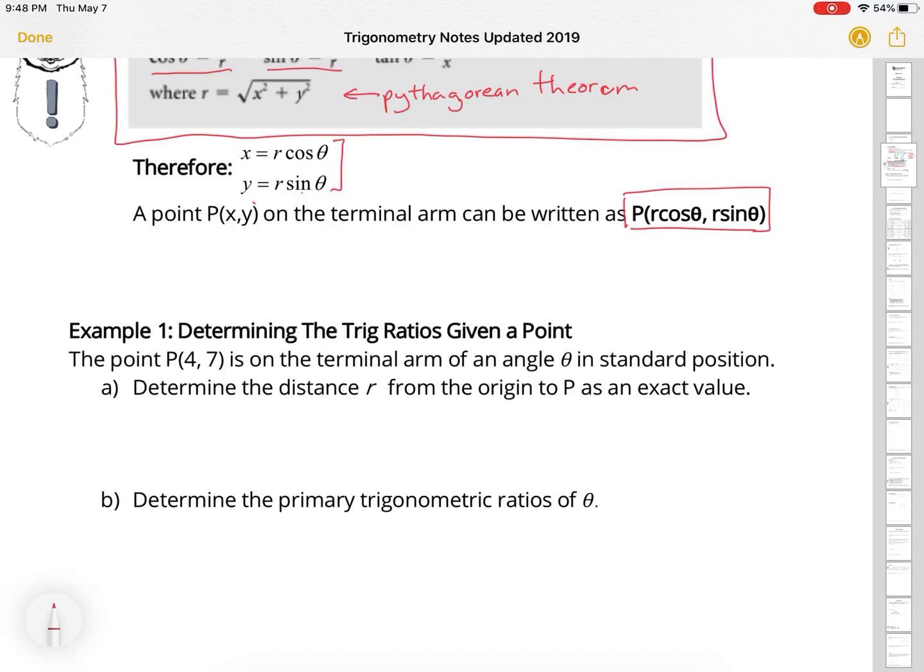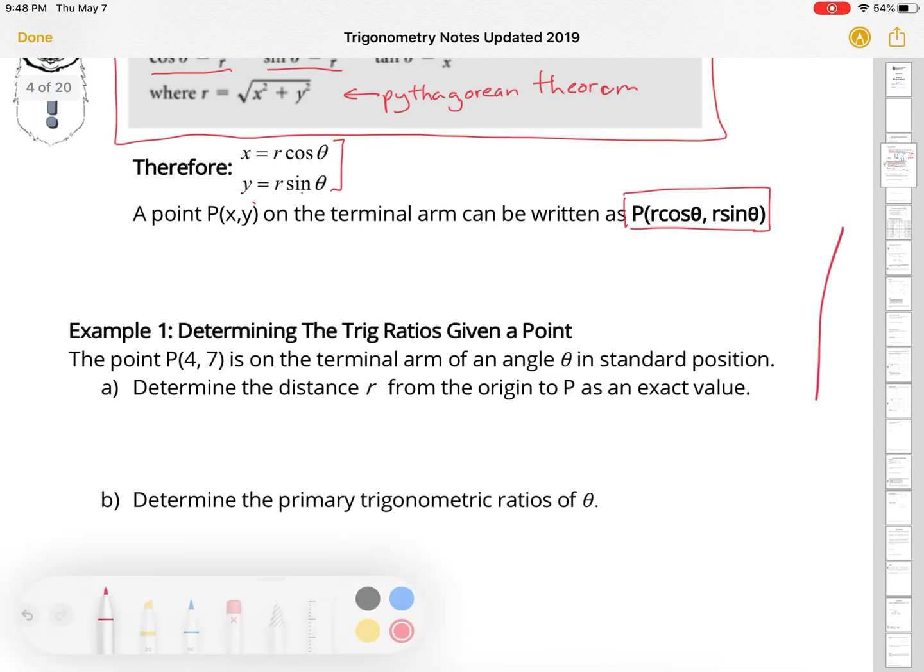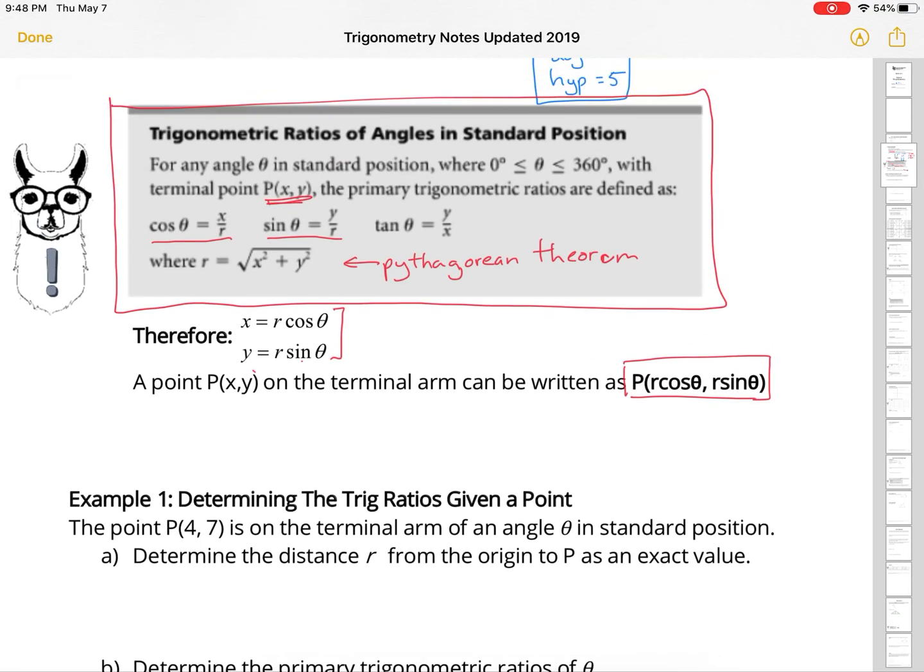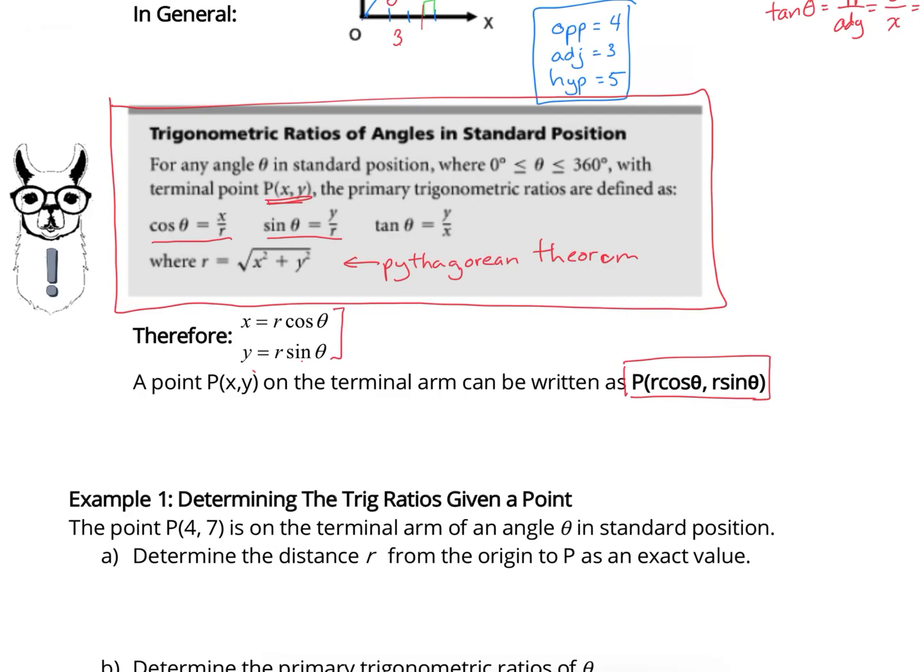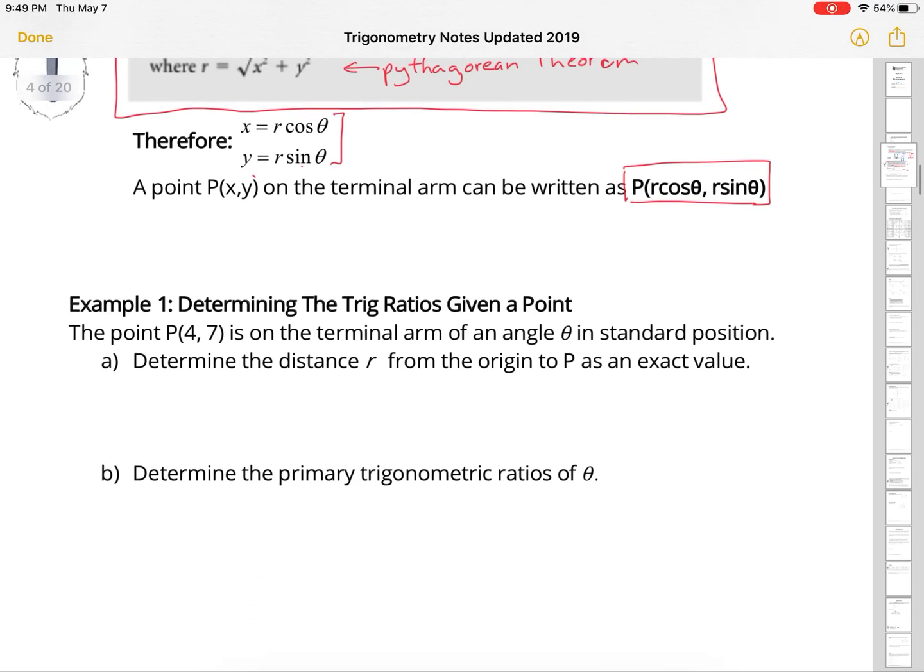Okay, so from that, we're going to do a little work: determining the trig ratios given a point. We've got those formulas that are in that magic box. Sorry guys, my pen is not working. We've got these ratios to guide us, so we're going to use those to do this.